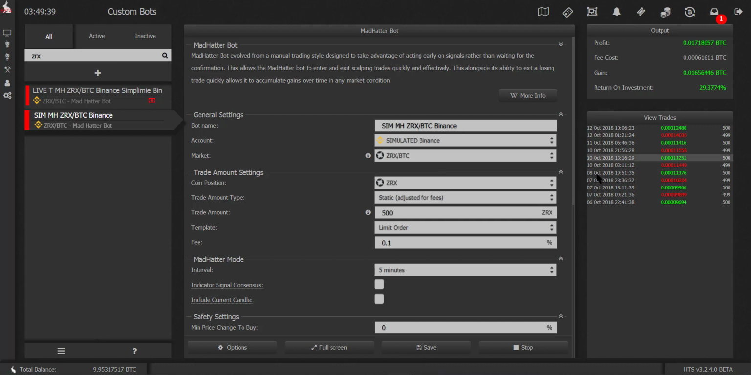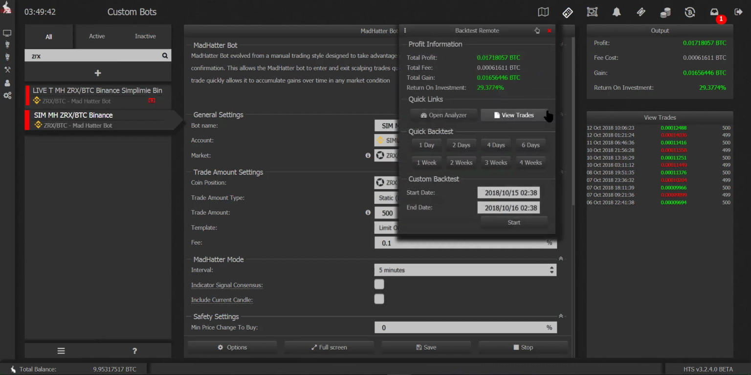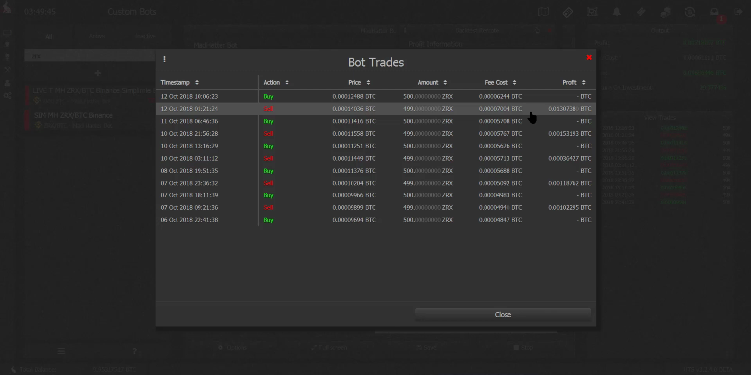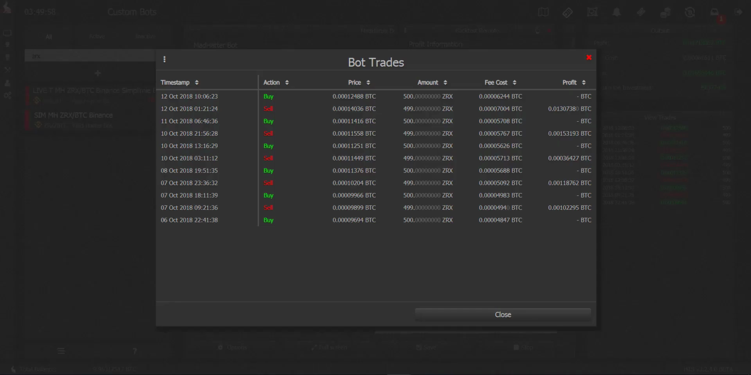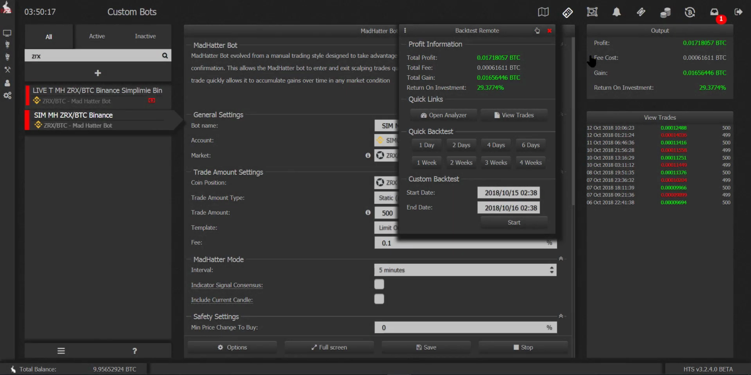But, so yeah, let's take a look at what happened. That video was October 10th. So it stopped right here, and this one above is the new one. And look at that profit. That's really huge. That greatly helped with its current ROI, now 29% from 6.40. So that's great.